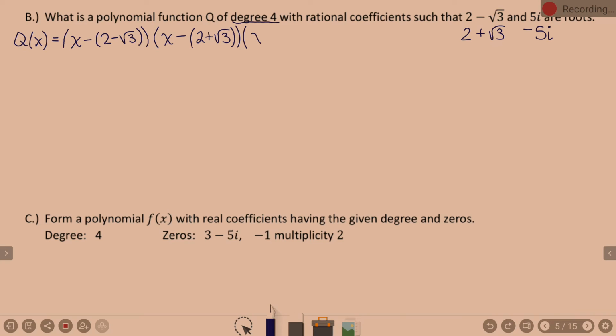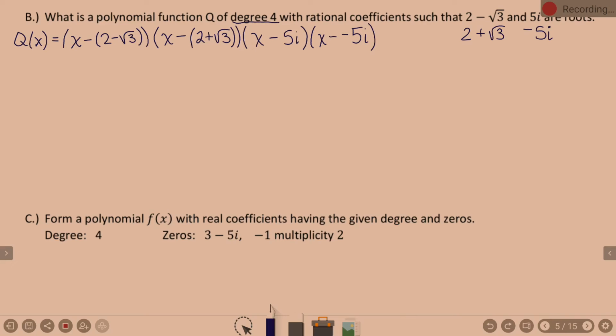Now I'm going to do x minus 5i. And then I'm going to do x minus negative 5i. But what do you guys know about x minus negative 5i? That's just going to be x plus 5i. Can you go straight to x plus 5i? Most definitely. Okay. Now, do notice as I set this up, I did this without mentioning it. I did put the conjugates next to each other, right?